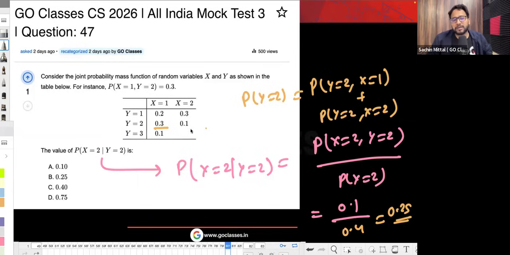Some people were saying that it is not in the GATE syllabus. See, if the conditional probability is in the GATE syllabus, then why not the joint probability? Conditional probability cannot even be solved without the joint probability. So joint probability obviously is there in the GATE syllabus, obviously the easy questions, not the tough questions.